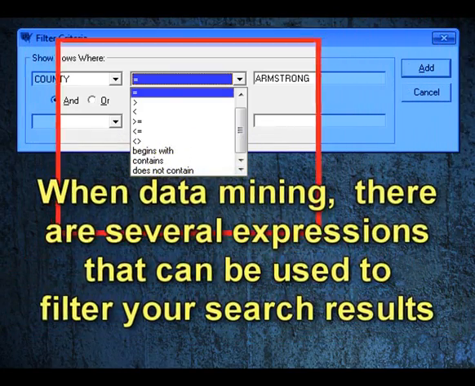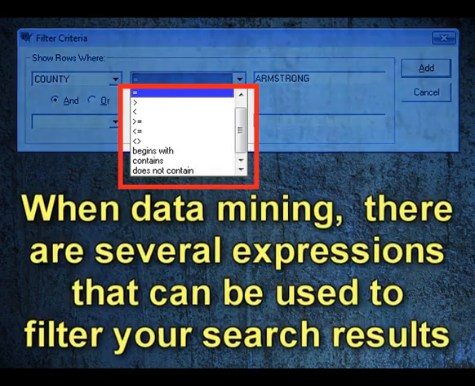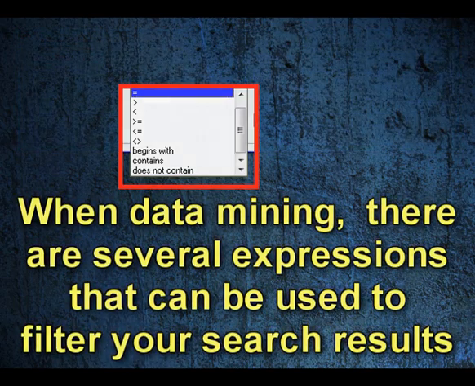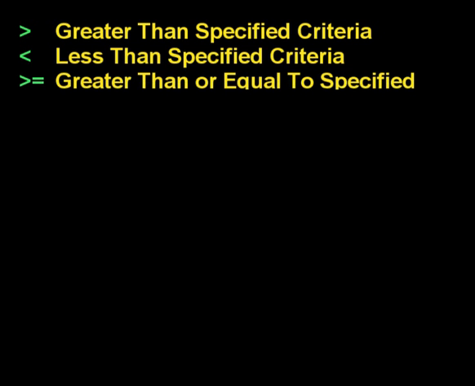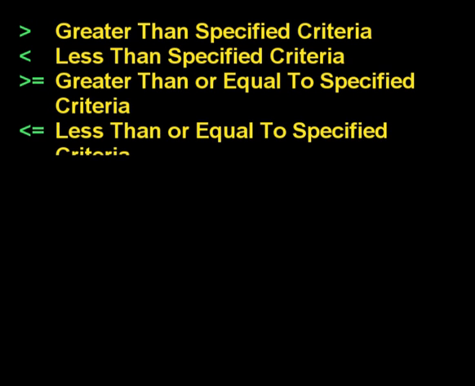When data mining, there are several expressions that can be used to filter your search results. Let's take a look at the various expressions available. This symbol is used to find cases where the index value is greater than the specified criteria. This symbol is used to find cases where the index value is less than the specified criteria. To find cases where the index value is greater than or equal to the specified criteria, use this symbol. Or to find cases where it is less than or equal to the specified criteria, you would use this symbol.